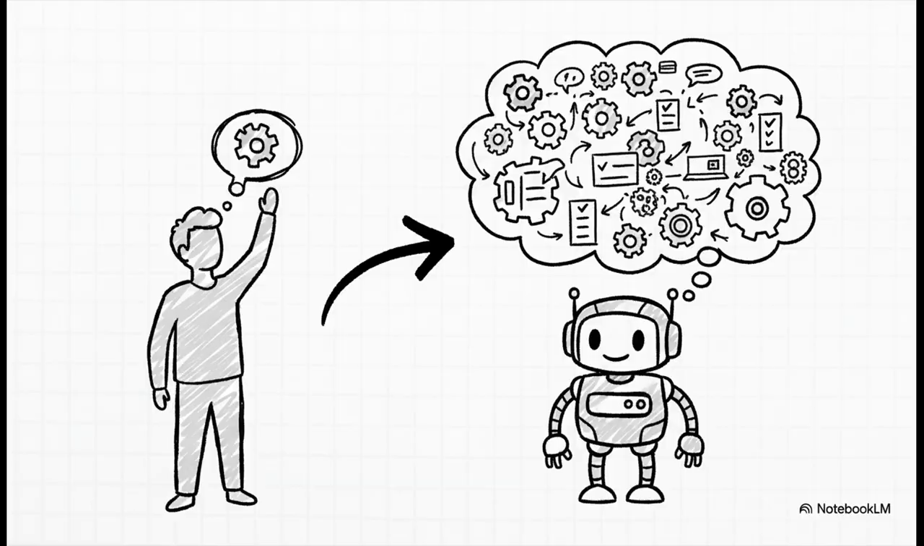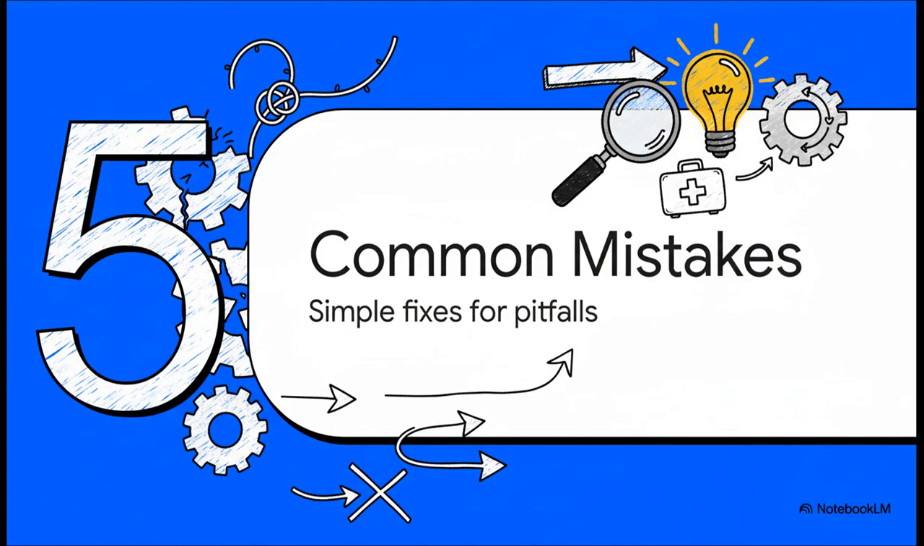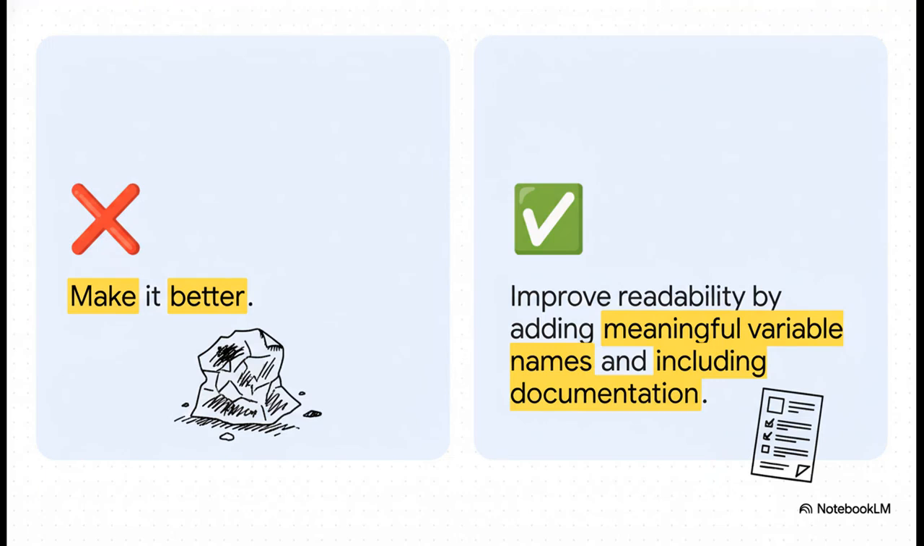It's awesome. Okay, so now that we know what we should be doing, let's quickly cover a few common mistakes that can totally derail your prompts. And more importantly, how to fix them. All right, mistake number 1, being way too ambiguous. Saying something like, "make it better" is, well, it's pretty much useless. The AI has no idea what better means to you.